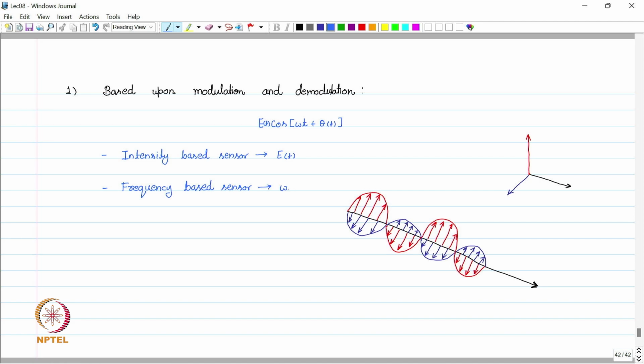They choose omega, which is a function of time. This omega is the angular frequency which can be changed. The third is the phase modulating sensing. This is theta, and we can have a polarization modulation.